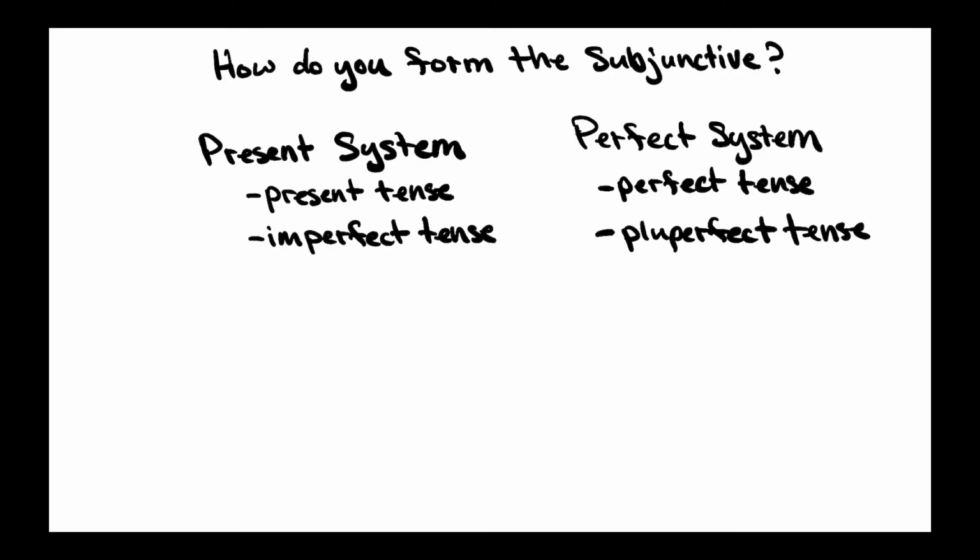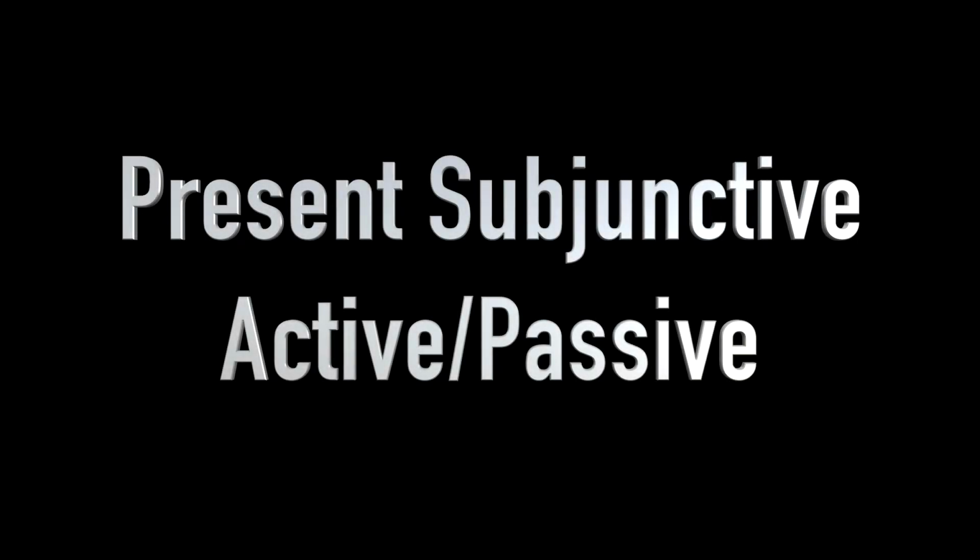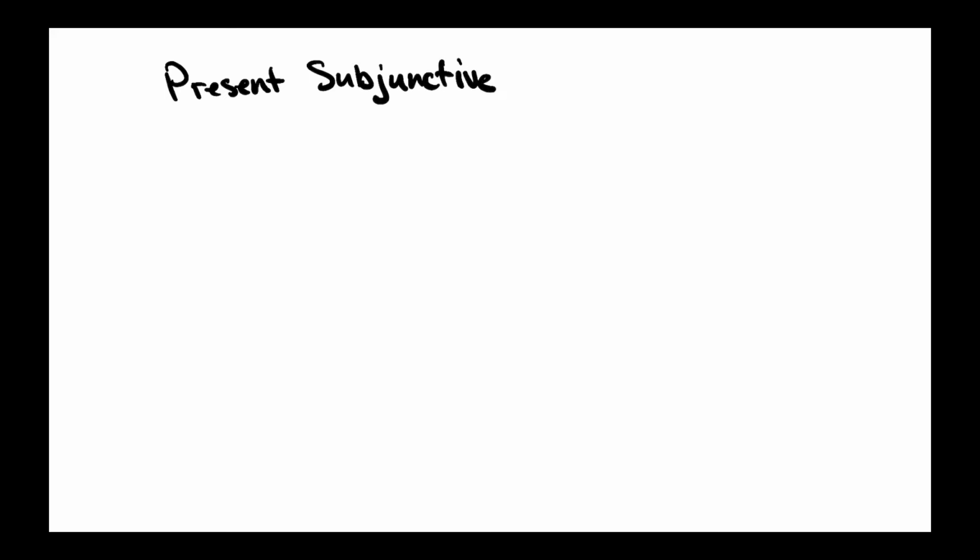So let's go ahead and dig in then to the present subjunctive. And this is going to be active and passive. This is going to be the most complicated form of the subjunctive here, strangely enough. Usually you wouldn't expect that with the present tense, but it is. So, the present subjunctive, and we're going to do here active and passive. Now, what's important here is how do you recognize it?